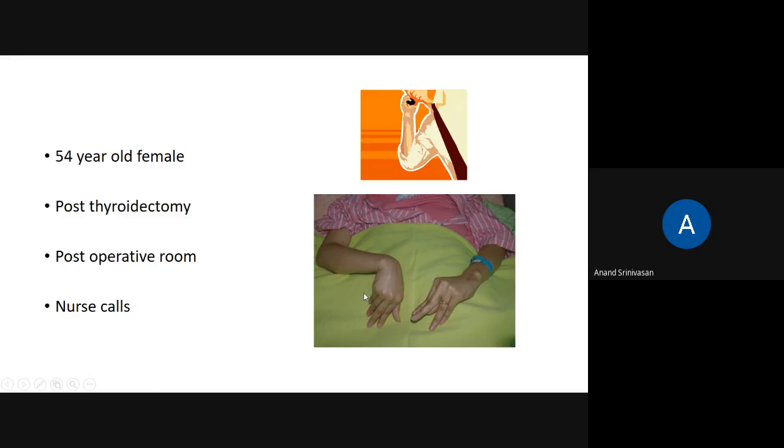This condition is called tetany. And what is this specific sign? You can see there is flexion of the metacarpophalangeal joints and extension of the interphalangeal joints.